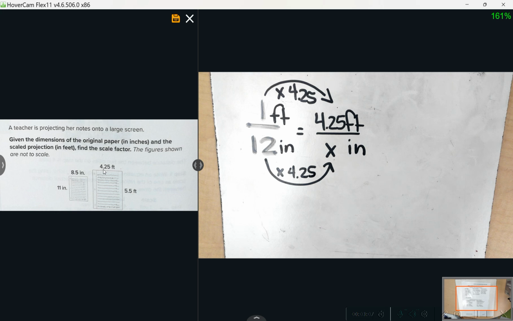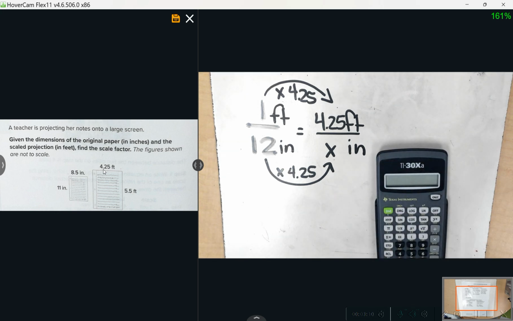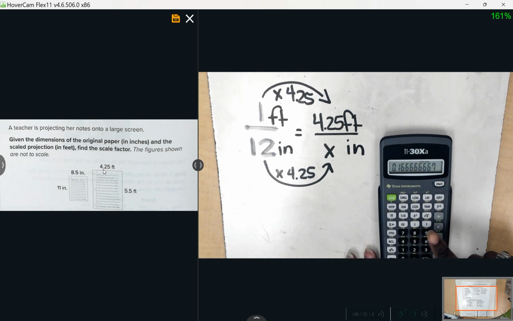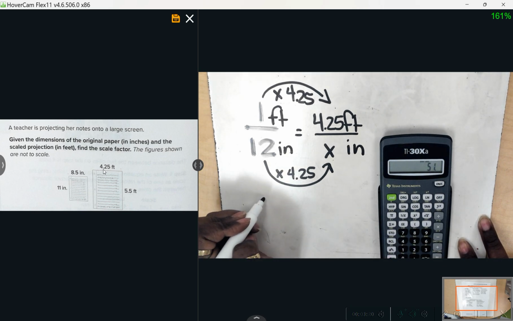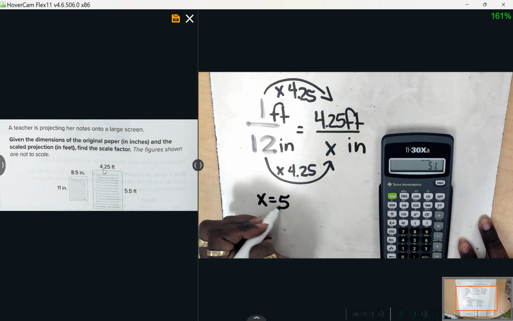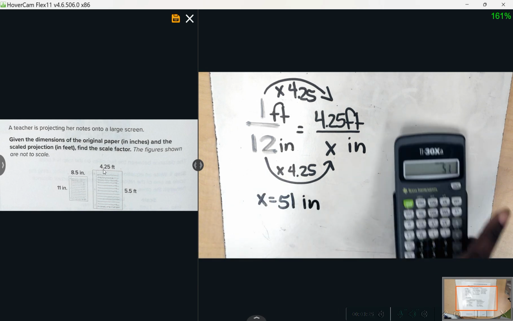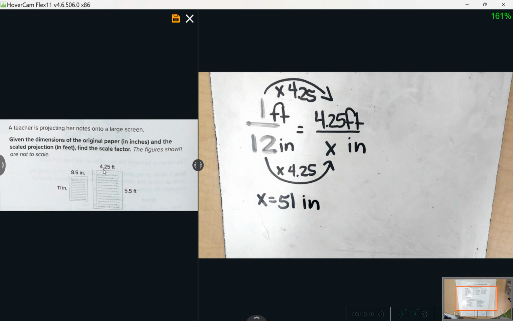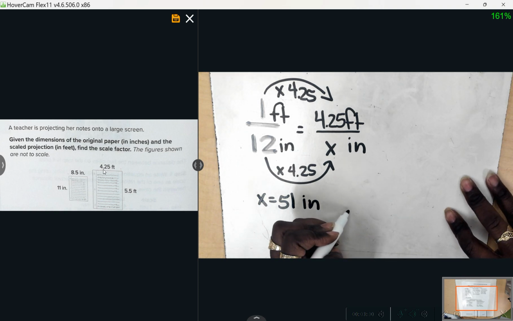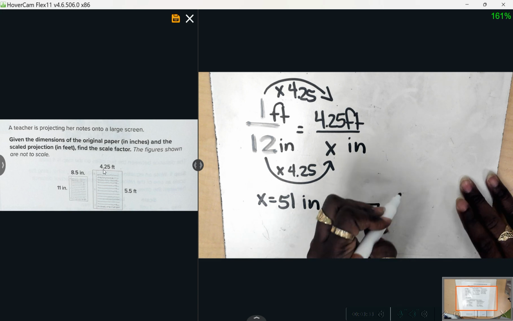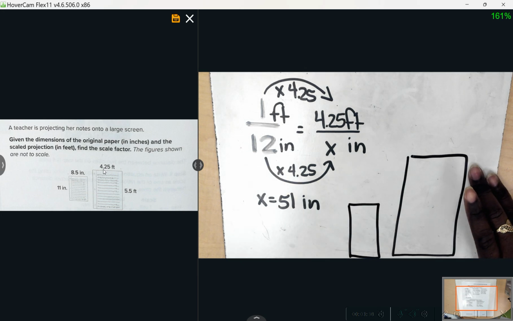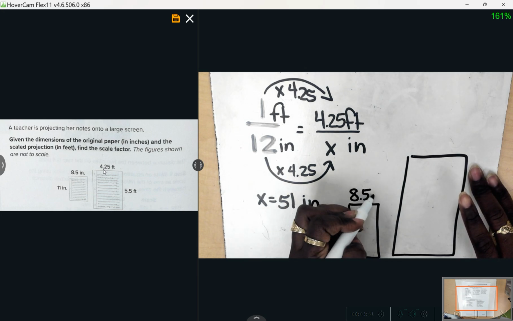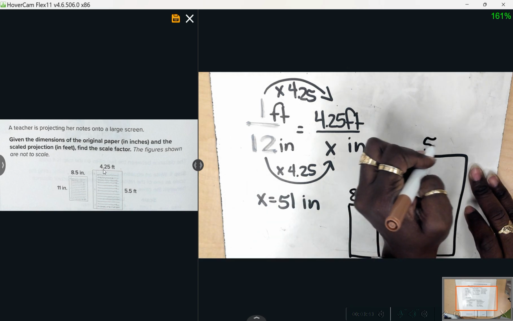If I use my calculator, I have 12 times 4.25. That gives me 51. So what that means is X is equal to 51 inches. What it's basically telling us is that if we're looking at that paper and we look at the projection, I see that this is 8.5 inches, and that is the same thing as 51 inches.